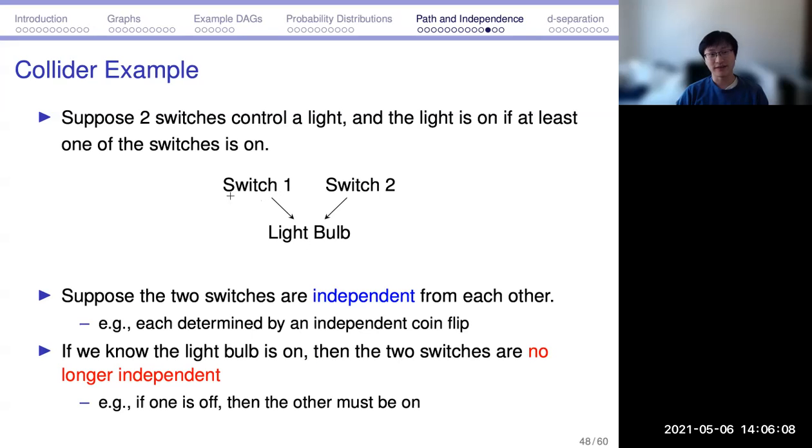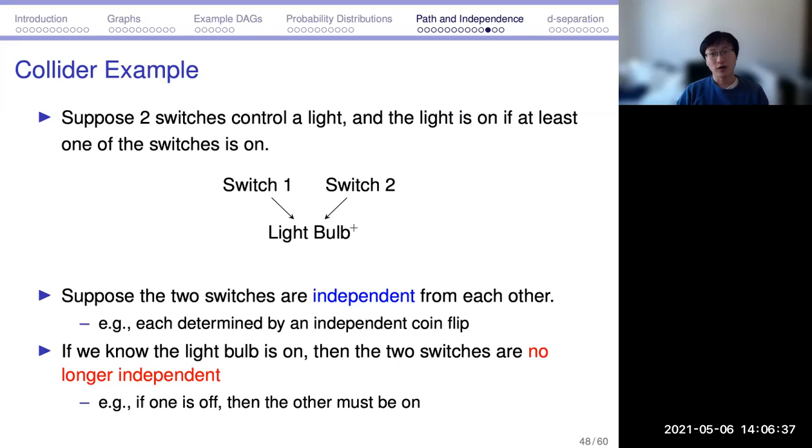The light is on if switch 1 or switch 2 is on. Now, suppose the two switches are independent from each other. So you can think of them as each determined by an independent coin flip with probability 0.5, let's say. Okay, so this is our assumption. This is how the problem is set up. Of course, we have the two switches marginally independent of each other.